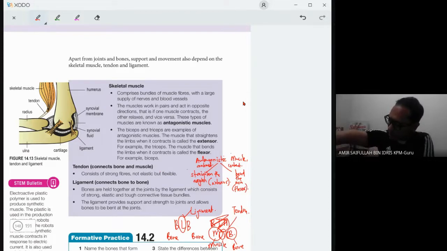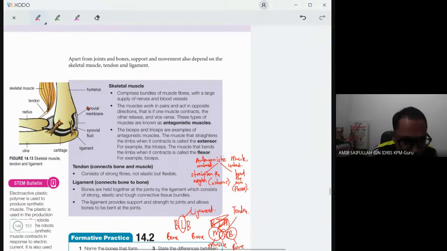Ta-da! Now tricep contract, bicep relax. So when tricep contracts, the tricep will straighten the arm. So tricep is an extensor. Okay, because when it contracts, bicep relaxes, the arm is straight. Clear?